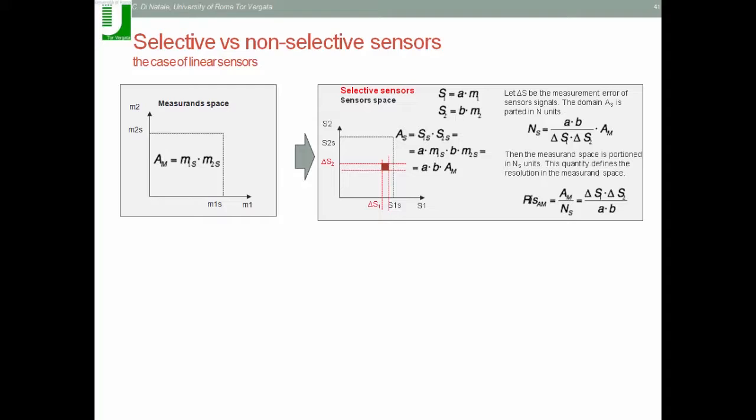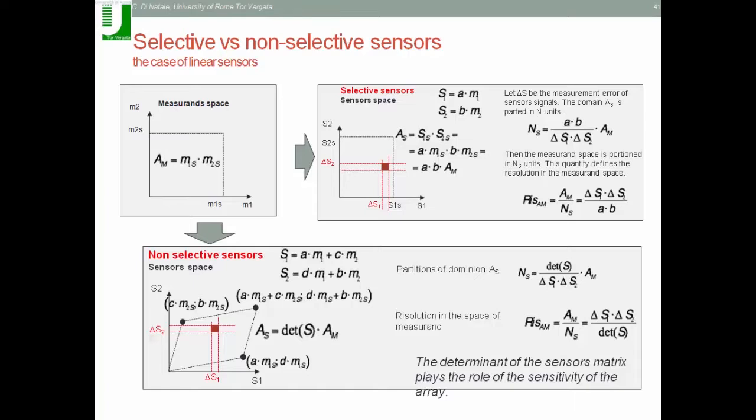What are A and B? They are actually the sensitivities of each sensor. So basically, we have the product of the resolution of the individual sensors. Is this the same when we have a non-selective sensor? I mean, if we have sensors that are contemporaneously sensitive to M1 and M2, what is the difference?